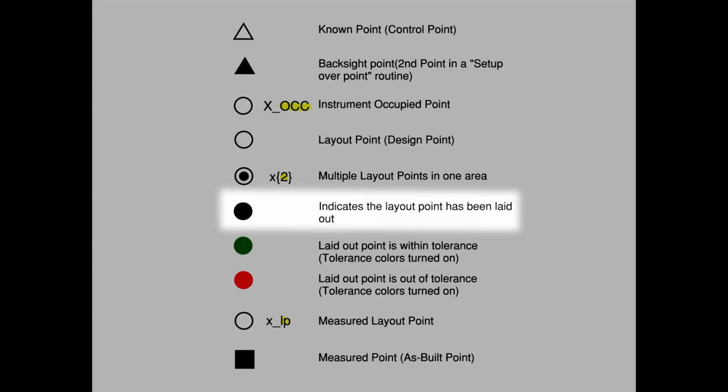After you lay out a point, and if you hit save, it will turn solid black. This helps you keep track of what you've laid out and what you still need to lay out.